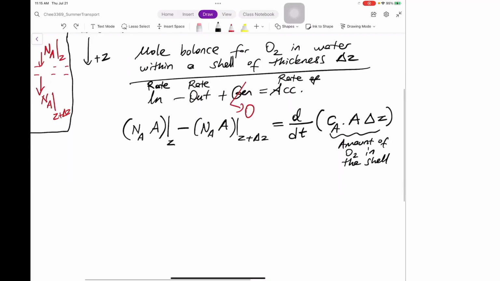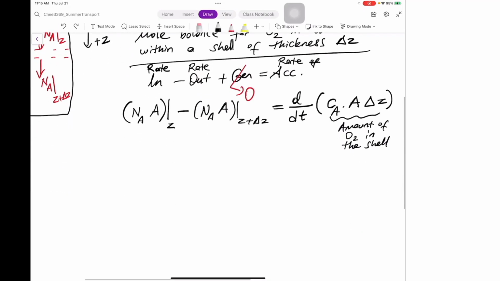Okay, this is similar to what we have done in heat transfer as well, right? We were writing down the Cp times the energy within the shell, like Cp times rho times A times delta Z, right? If you remember, similar to that in that sense.